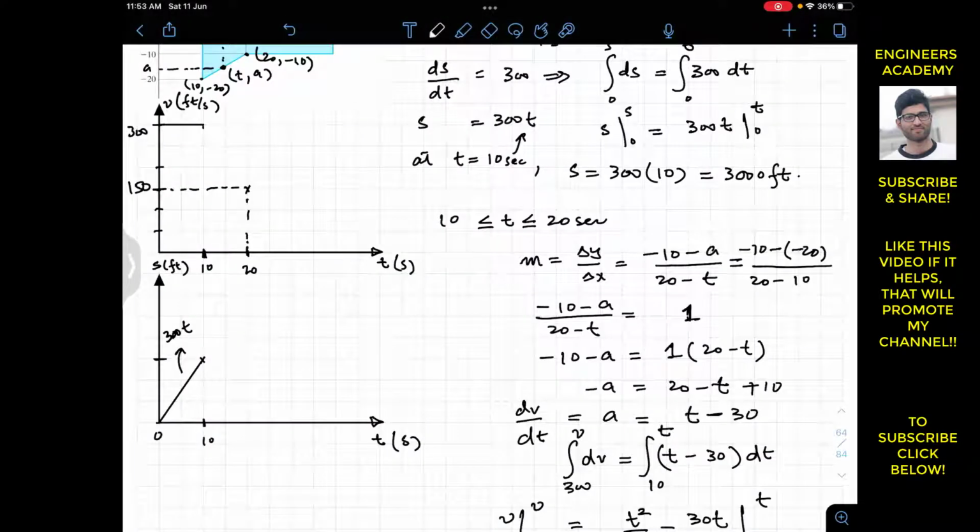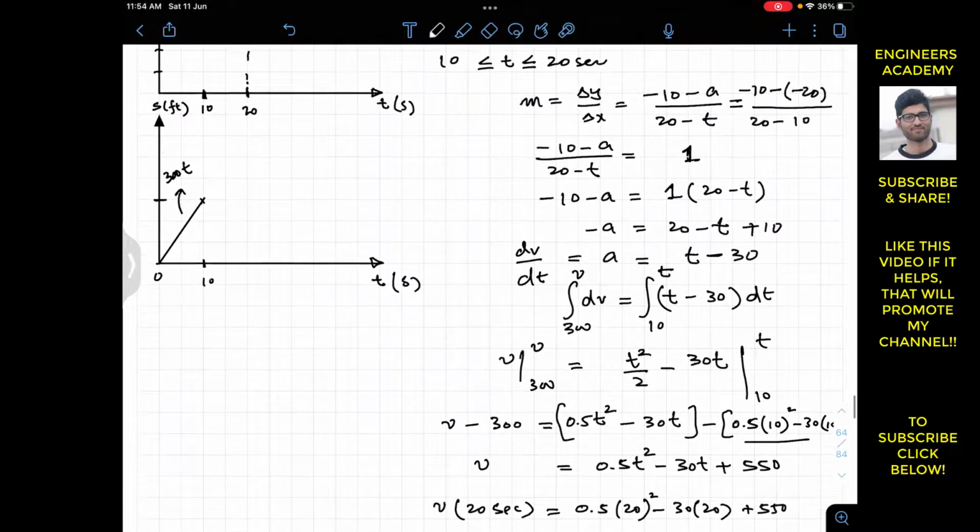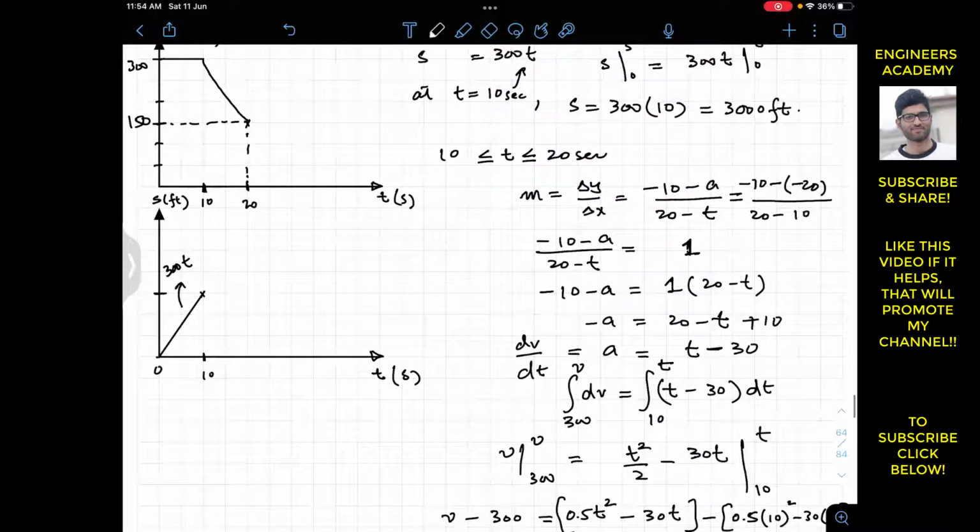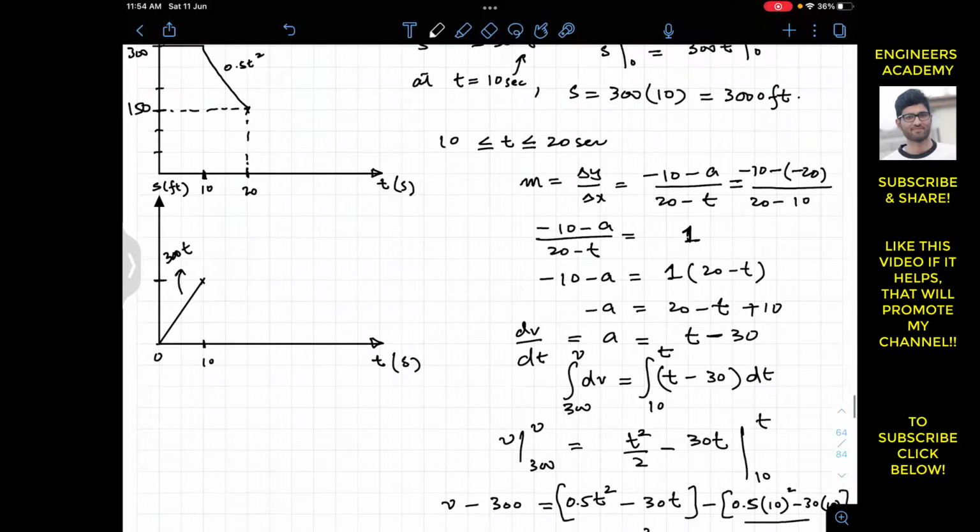So let's draw that. So this will be the v of t from 10 to 30 seconds. This is the approximate curve, right? And this is represented by 0.5t² minus 30t plus 550.